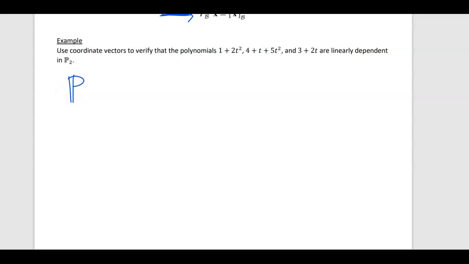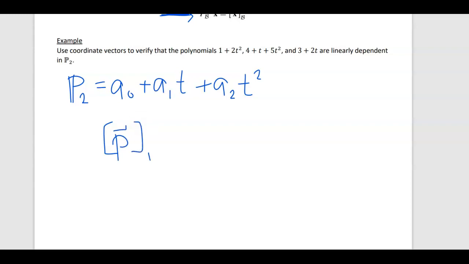So P2, polynomials of degree 2, are always of this form: a naught plus a1t to the power of 1 plus a2t squared. So we can think about our coefficients as being these things in the front, same thing we would have had as coefficients to begin with. And so we can call that a naught, a1, a2.